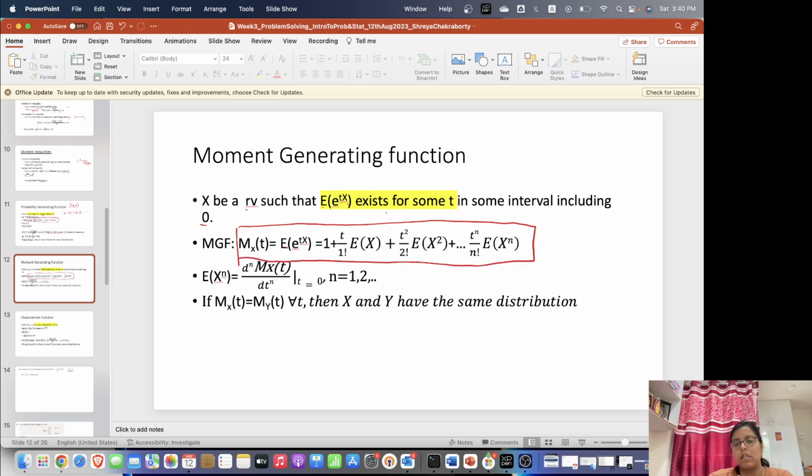MXT is expectation of e to the power tx. So it will be 1 plus t by 1 factorial expectation of x, t square by 2 factorial expectation of x square, and so on, t to the power n by n factorial expectation of x to the power n.